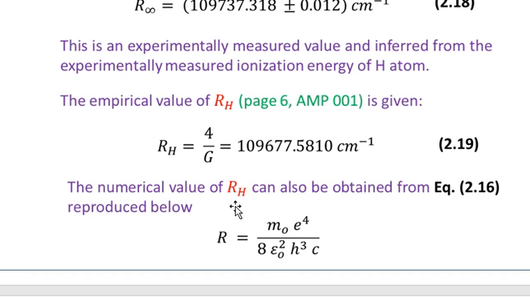Now the empirical value of RH can also be obtained using equation number 16, which is reproduced below. We obtained this formula using Bohr's atomic model, and the value of the Rydberg constant using Bohr's atomic model is R equal to m naught e to the power 4 divided by 8 epsilon naught square h to the power 3 multiplied by c, as shown in equation number 16. So putting in the values of the mass of the electron, the charge of the electron, Planck's constant, and the speed of light, you can also obtain a numerical value of the Rydberg constant using this expression.